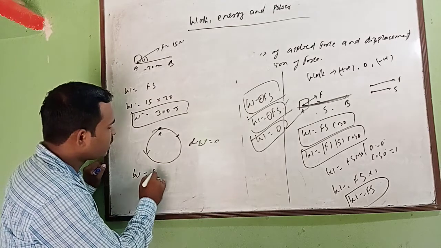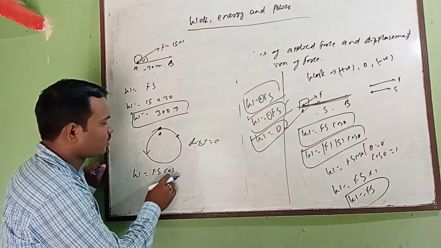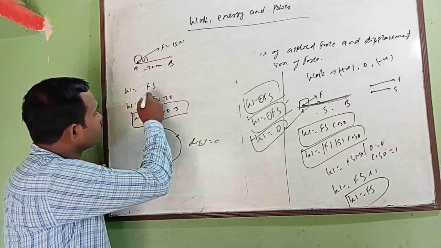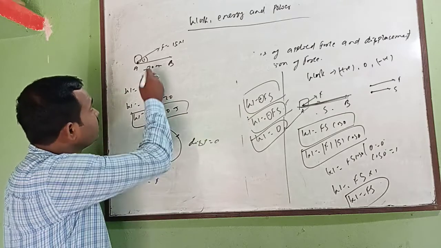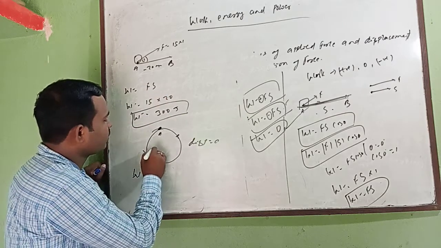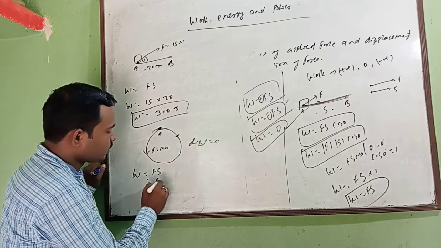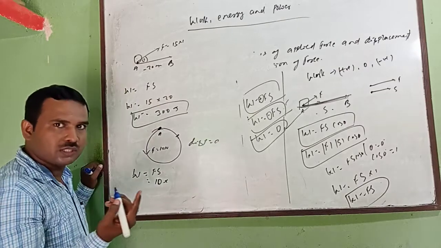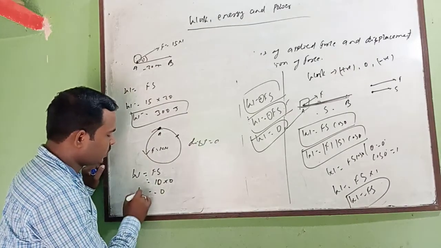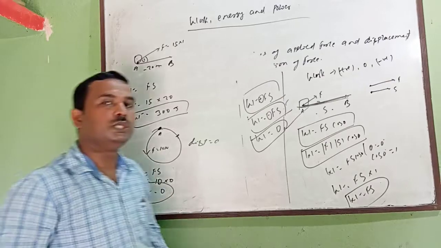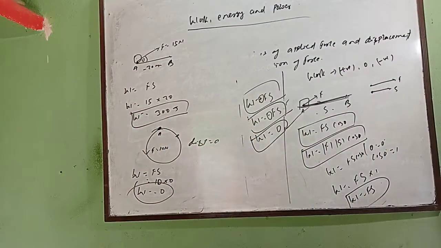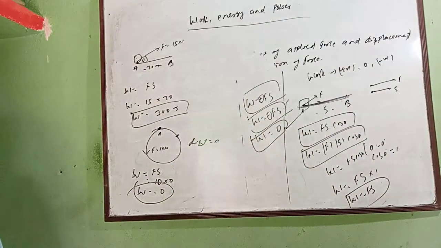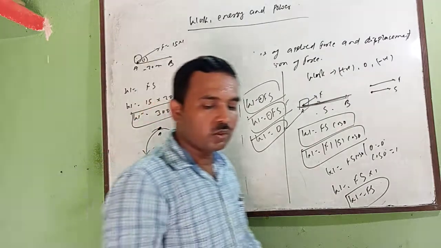Why? Because W is equal to Fs cos theta, whether you take the angle or not. So F is whatever is given. Suppose F is equal to 10 newtons, so here it will be 10 into displacement, and displacement will be 0, because we take the shortest distance now. So the work will be 0. But whenever it moves in the opposite direction, you will take the displacement as negative.